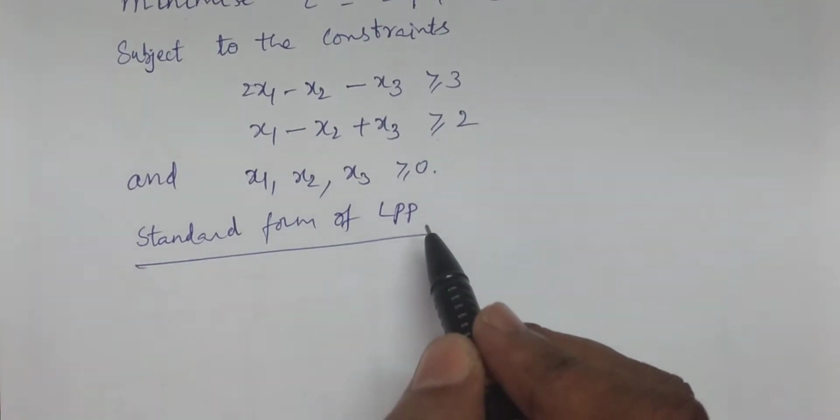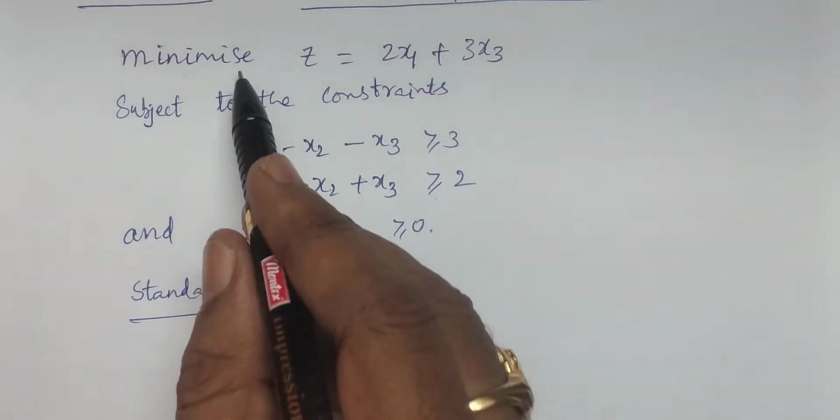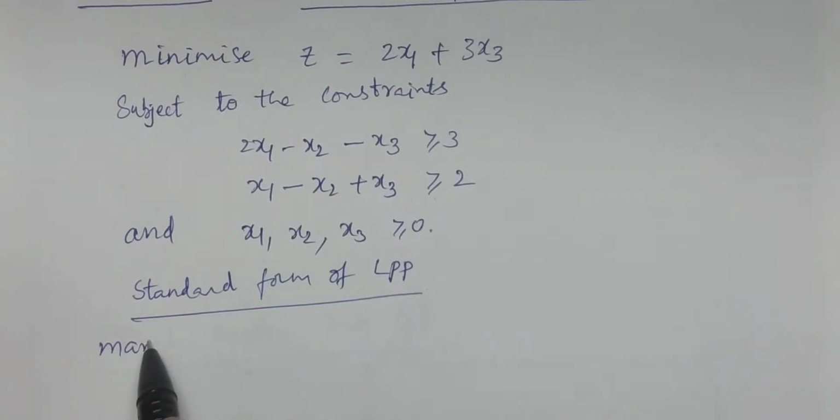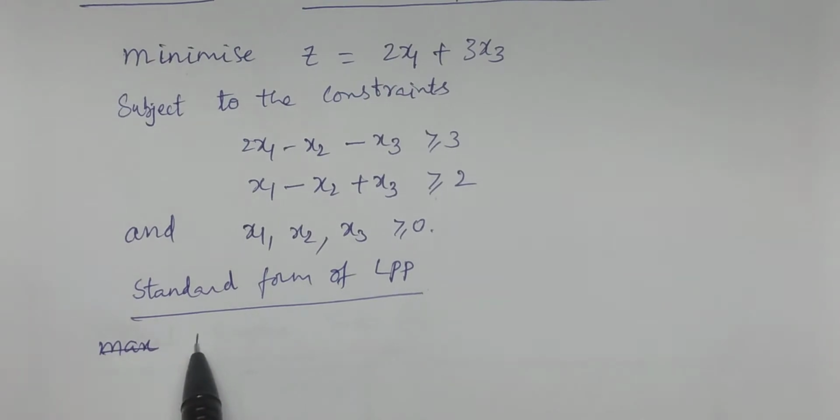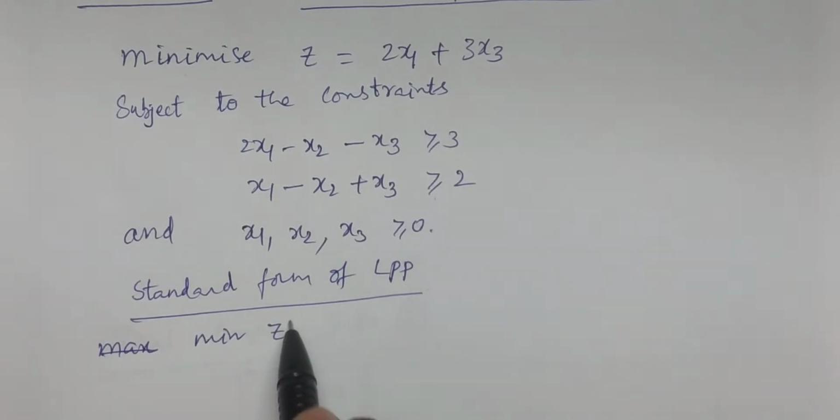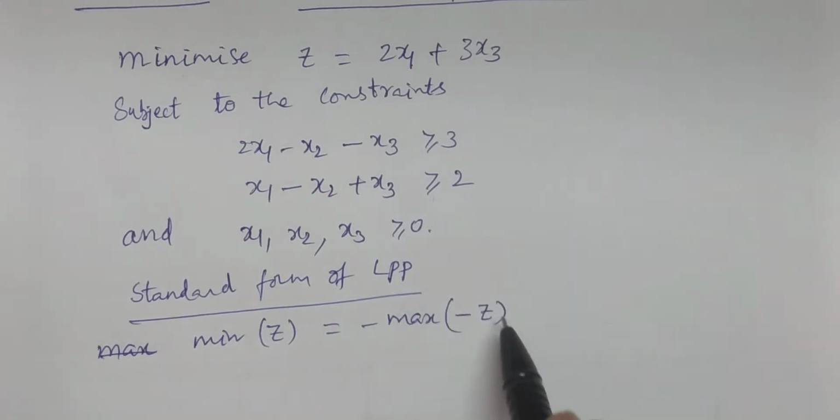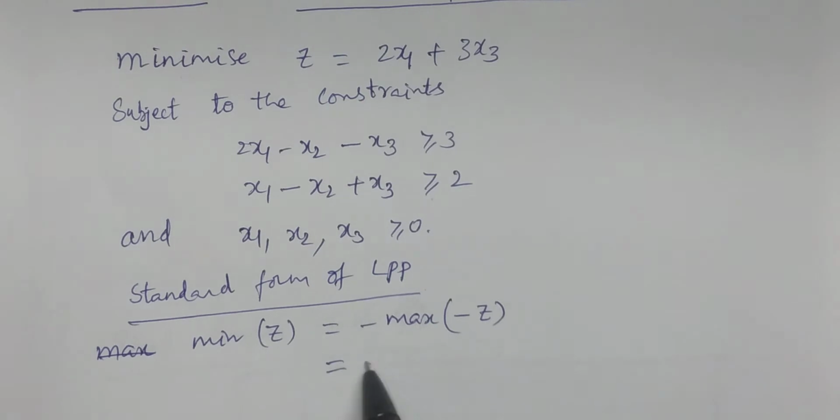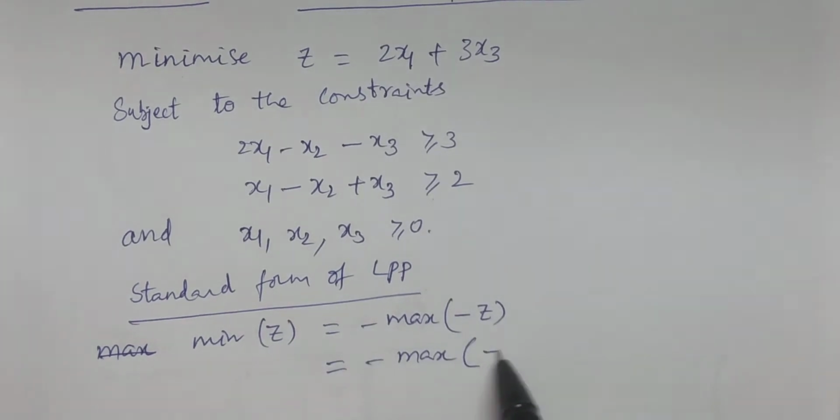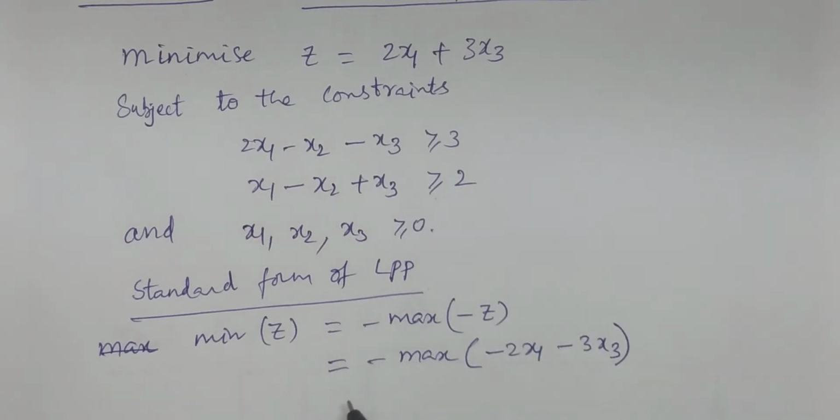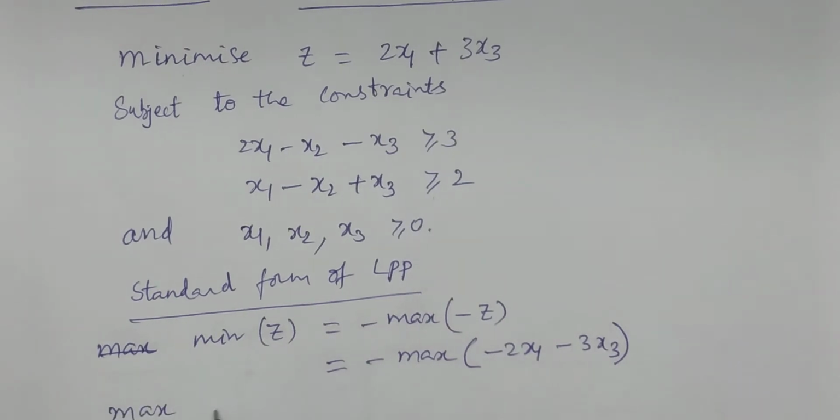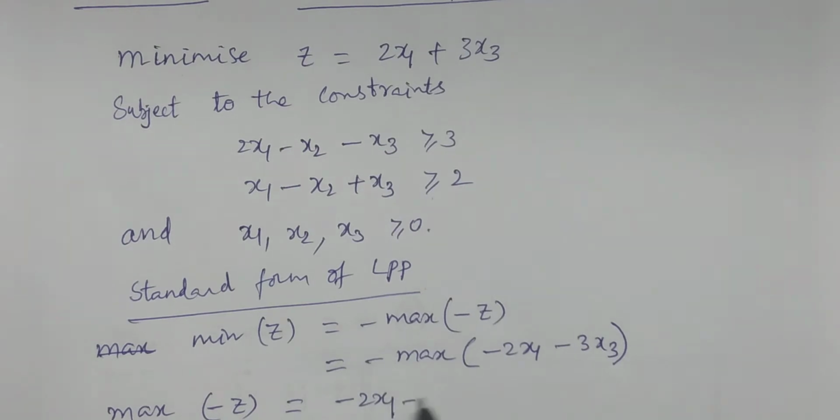This is only for the dual simplex procedure. You convert the minimization function into maximization, that is, minimize z is equal to minus maximum of minus z, as in the usual simplex procedure. Minus z is minus 2x1 minus 3x3, there is no x2, right? So therefore the problem is maximize minus z is equal to minus 2x1 minus 3x3.